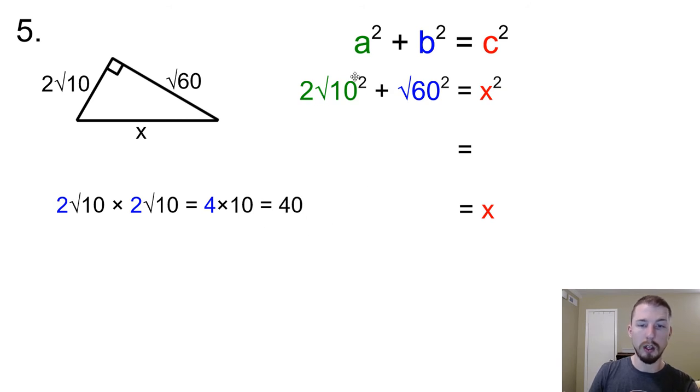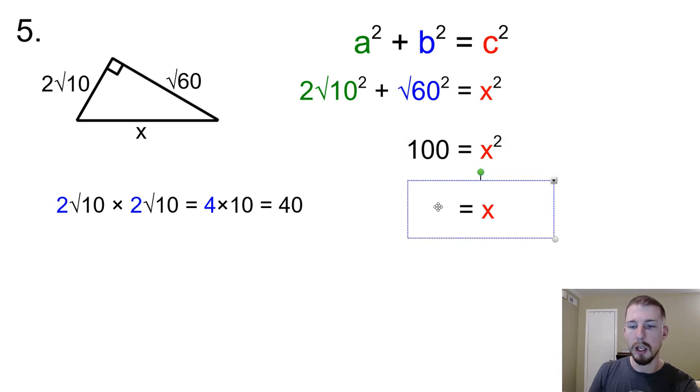So this component is going to be 40 plus 60, which is 100, right? So x squared is 100. Take the square root of both sides. So the square root of 100 is equal to 10.